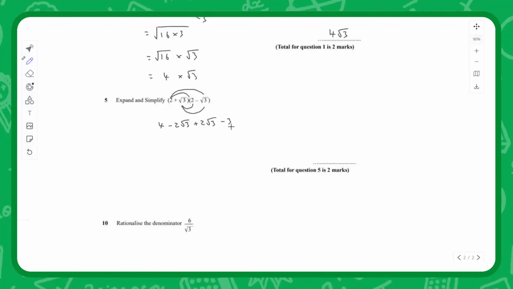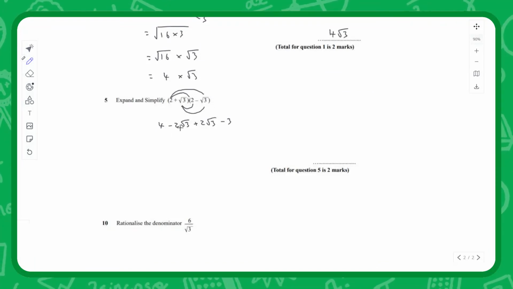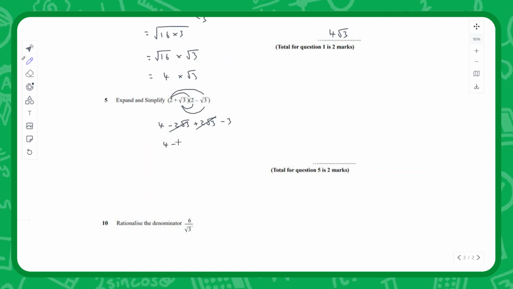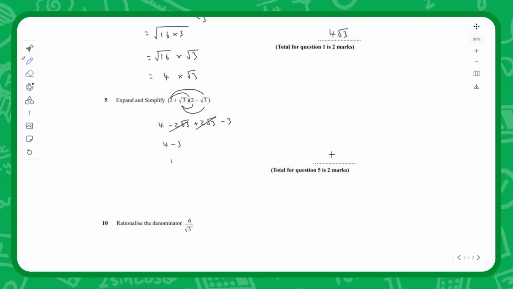We get minus 3. Well, that and that are going to cancel out. They're just opposites to each other. We end up with just 4 minus 3, which gives us 1. So 1 is going to be our answer.